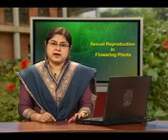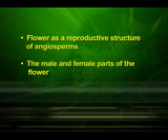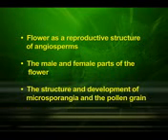Today we will start the topic of sexual reproduction in flowering plants under the unit Reproduction. We have divided this chapter in 4 parts. In the first part, we will discuss about flower as a reproductive structure of angiosperms, the male and female parts of the flower, the structure and development of microsporangia and the pollen grain.